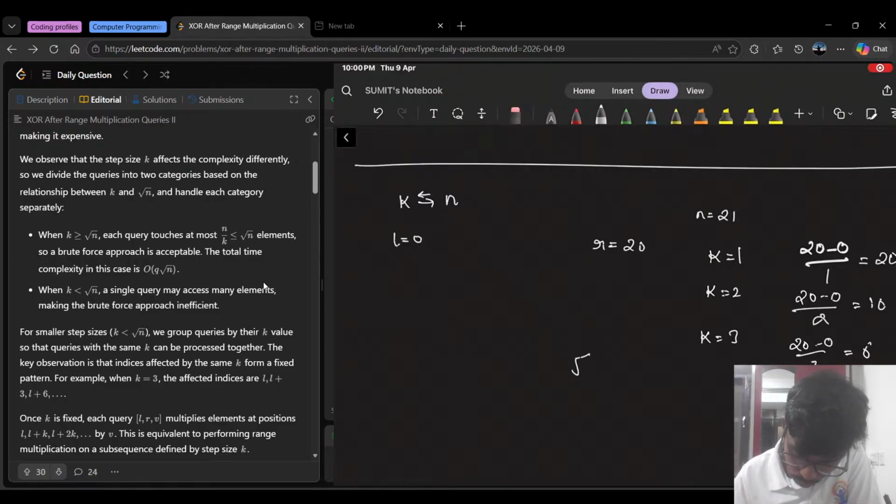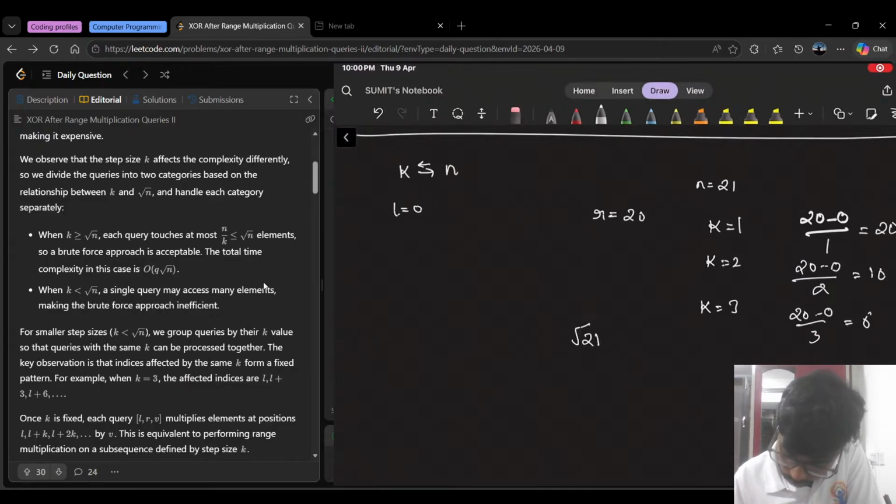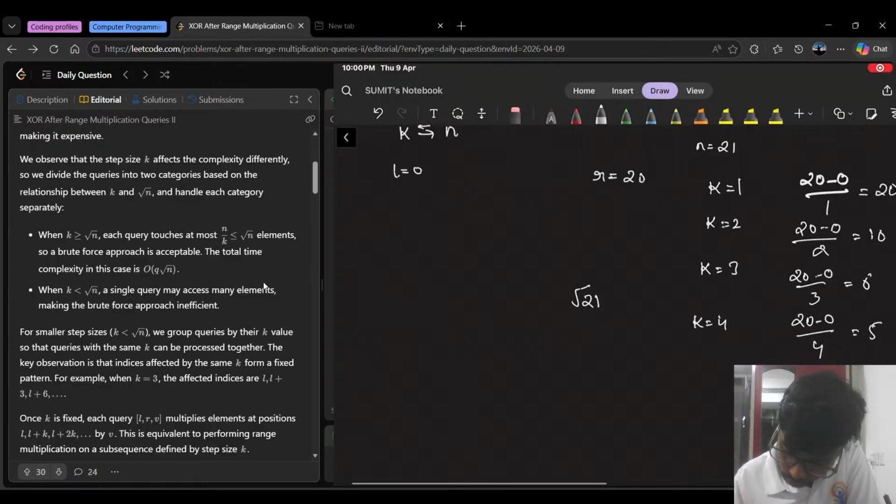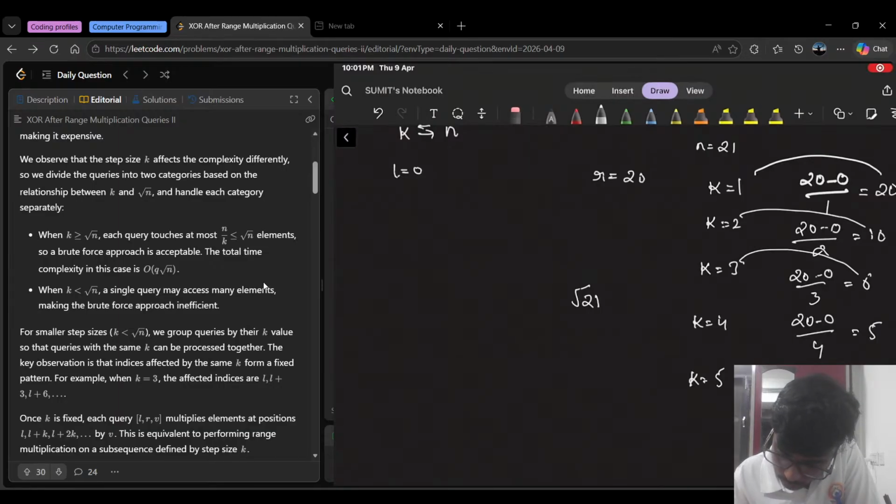And what is root 21? 4 times 4 is 16, 5 times 5 is 25, so it would be around 4 something. When k equals 4, we have 20 minus 0 over 4, that will be 5. And when k is equal to 5, we have 20 minus 0 over 5, that is 4. When k was 1, we got 20. When k was 2, we got 10. When k was 3, we got 6. When k was 4, we got 5, then 5, then 4.